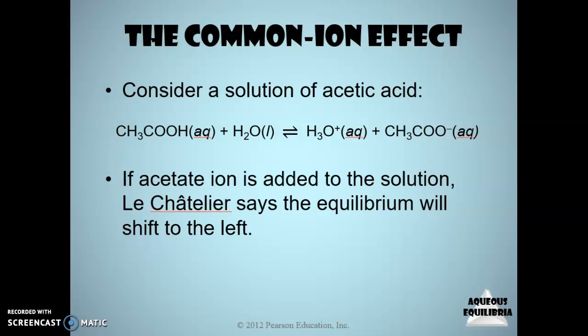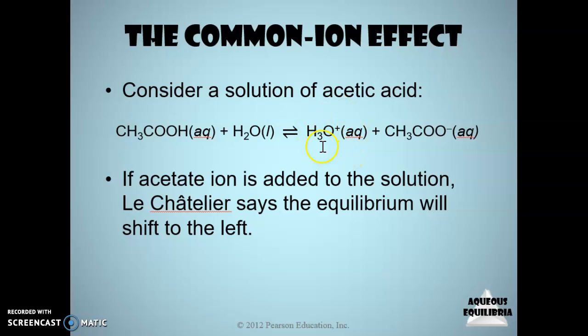Okay, let's say we have a solution of acetic acid, which is a weak acid. When you put that in water, it's a proton donor. It produces hydronium and acetate. So here's our acid, and there's the conjugate base to our weak acid. From what I told you, you should know that if I add something that's involved in this equilibrium, it's going to shift the equilibrium to the opposite side.